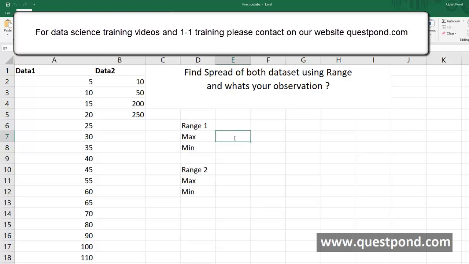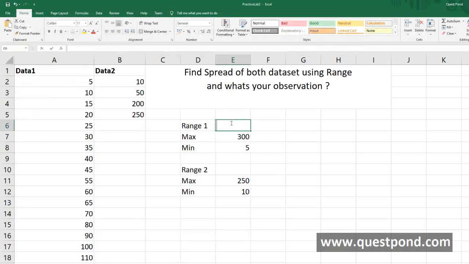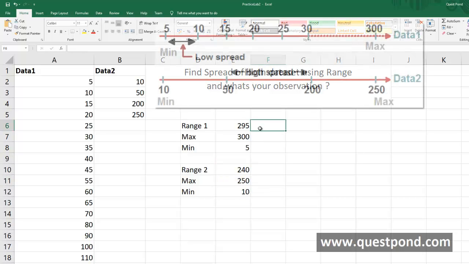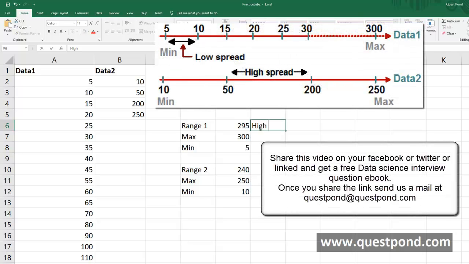So I'll just say here, this is max. And so now here the range 1 will be 300 minus the mean, and range 2 would be 250 minus this, right? Now looking at these values of the ranges here, you can probably say that this is having a high spread. That's what we can conclude, right? But this conclusion is completely wrong.